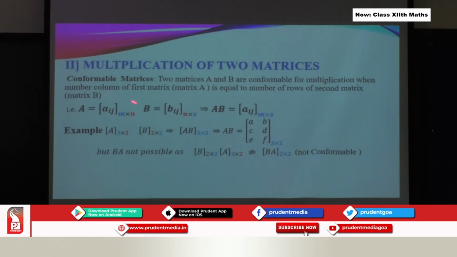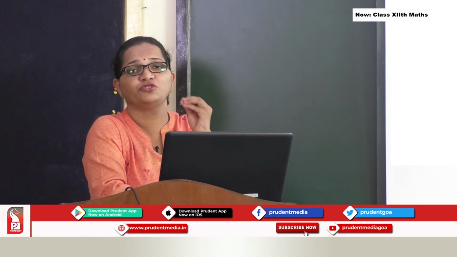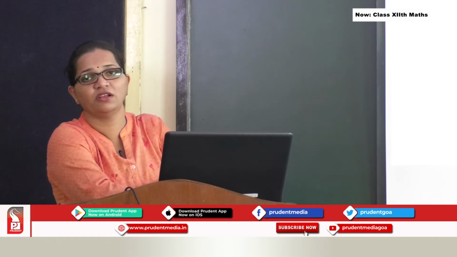So the main thing we are talking about, the number of columns of the first matrix is not equal to the number of rows of the second matrix, and hence B into A is not possible. Why? Because these two matrices are not conformable for matrix multiplication. So this test is like a litmus paper test to check whether the given particular multiplication is possible or not.